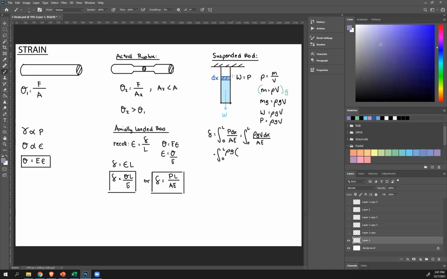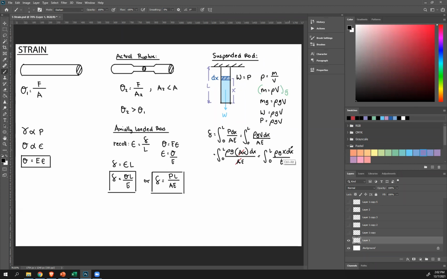Now let's call that X. So this portion has length X, and then this total thing has length L. So the volume of this, again, is just cross-sectional area, consider this as a rectangle, times height, which is X. So AX dx over AE. As you can see, A cancels out. We'll be left with integral rho g x dx over E.